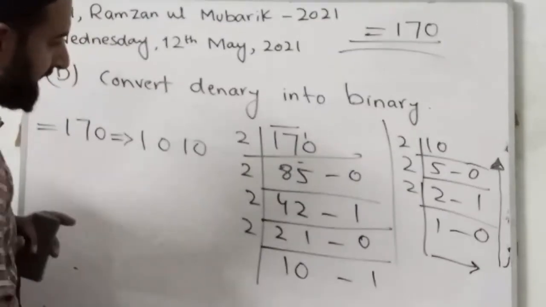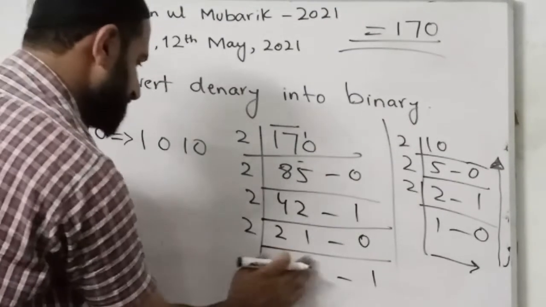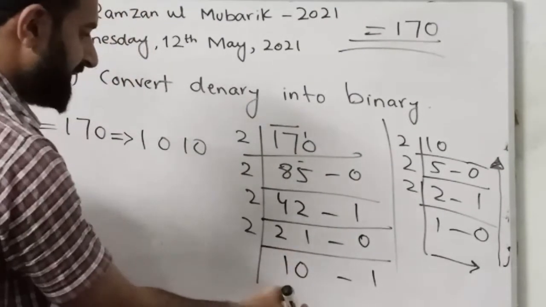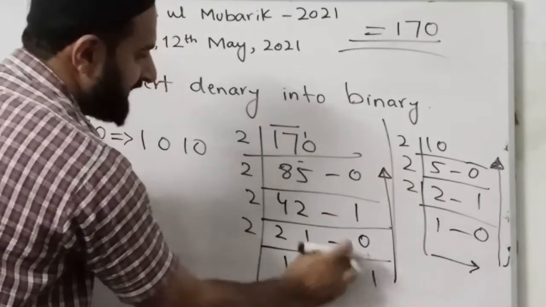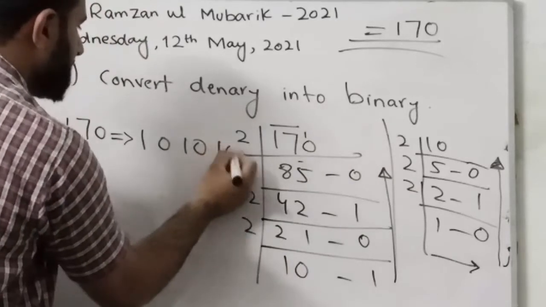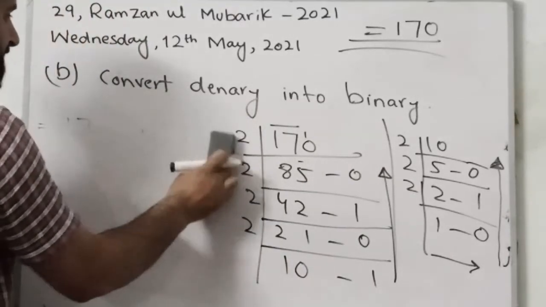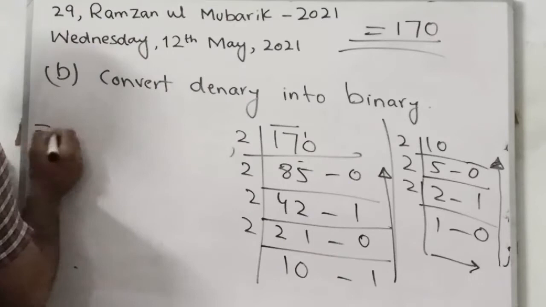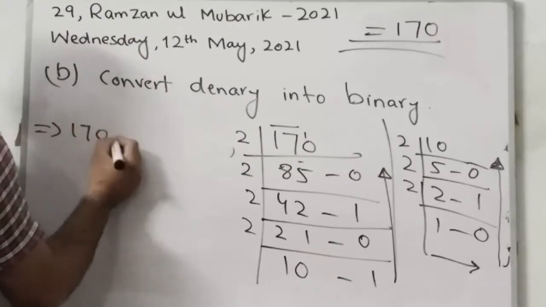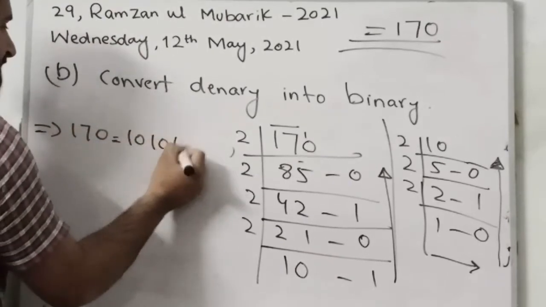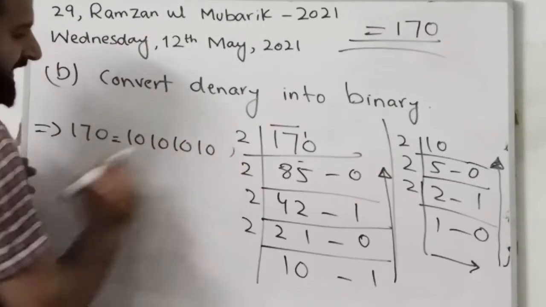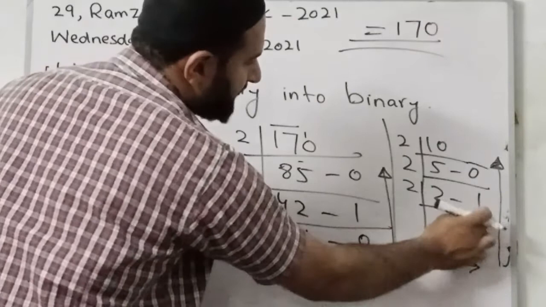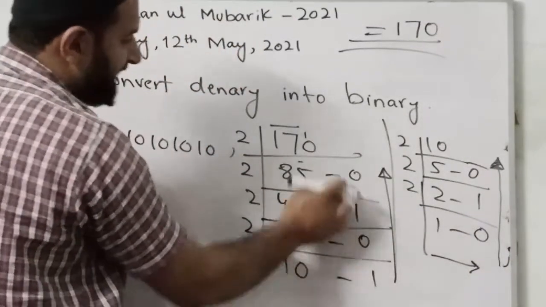After that, again we have here 1 0 1 0. So 1 0 and 1 0. 1 0 1 0 1 0 and 1 0. It's total 8 digits: 1 2 3 4 5 6 7 8.